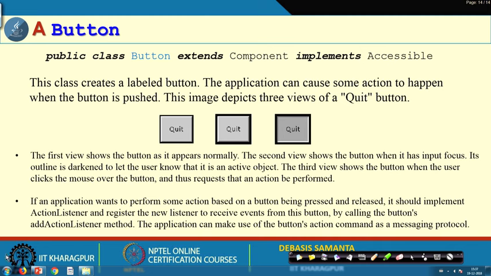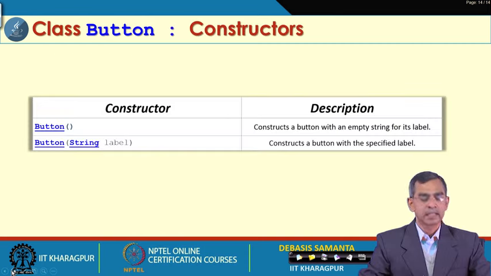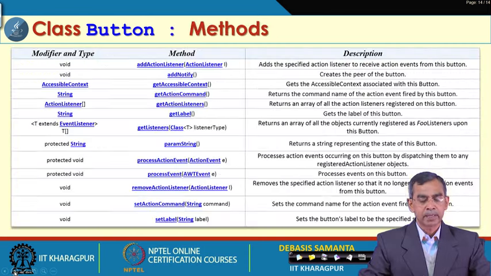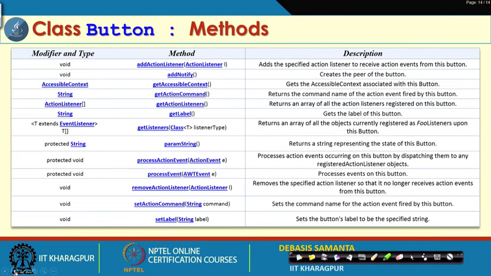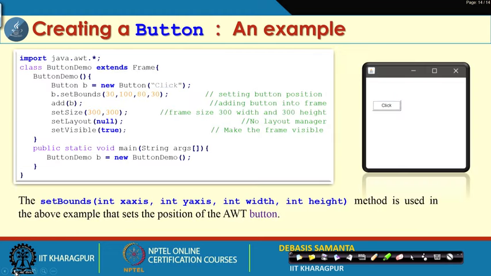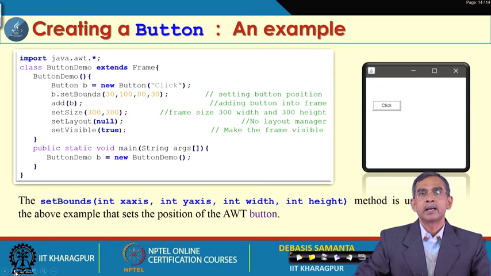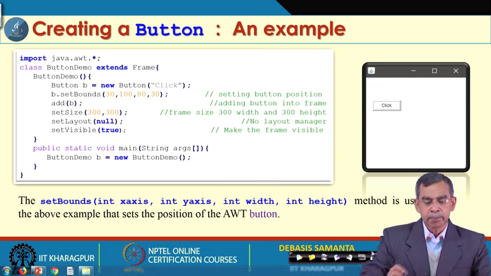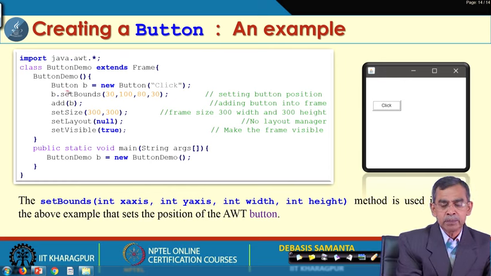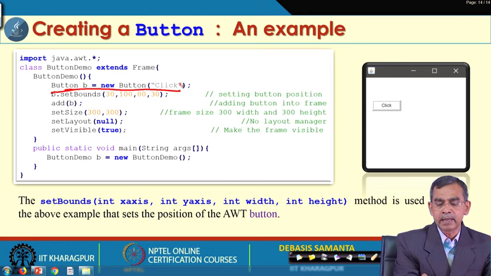Okay, so this is the button. For the button, these are the constructors, and the methods are also there, a lot of methods included here. You can go through these slides and have the full understanding of the methods. Now let us see how we can create a button which can be floated on a frame. So this example is like this. If you want to create a button, this is the standard command that you can follow, and this is the label that the button will have.